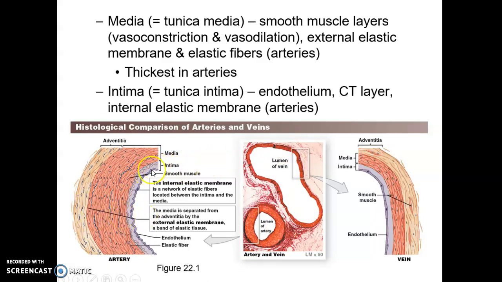And then lastly, the most internal is the intima, or tunica intima. And it is the endothelial layer, or the endothelium of the blood vessels. And it does have a connective tissue layer underneath, and an internal elastic membrane that's much more obvious in the arteries. Okay? And on some of the models, these are obvious, the internal elastic membrane and the external elastic membrane, and in some models they're not, or they're simply absent.